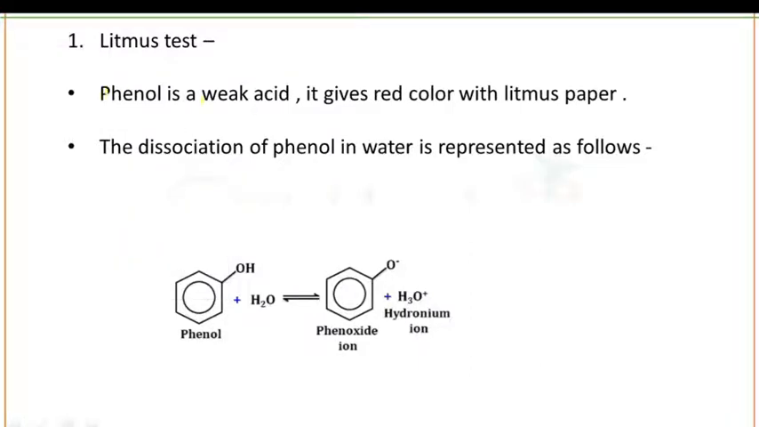Phenol is a weak acid. That's why it gives red color with litmus paper. This reaction is very important. The dissociation of phenol in water gives the phenoxide ion. Okay, when you react phenol with water, this will give the phenoxide ion.